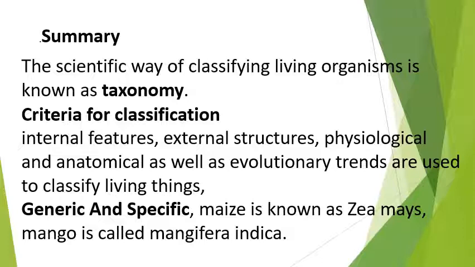Now, let's recap. In our lesson, we found out that the scientific way of classifying living organisms is known as taxonomy. And the criteria for classification are external features, internal features, physiological, anatomical, embryological evidences, as well as evolutionary trends. These are the things we look at as the criteria to classify our living things.